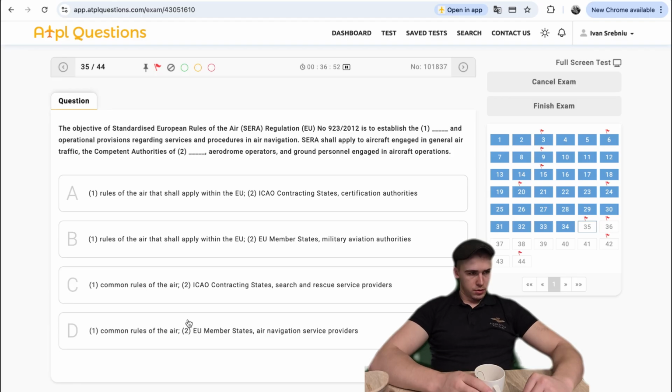The objective of standardized European rules of the air, SERA Regulation 923/2012, is to establish the common rules of the air, the common authorities of the EU member states, and this one.